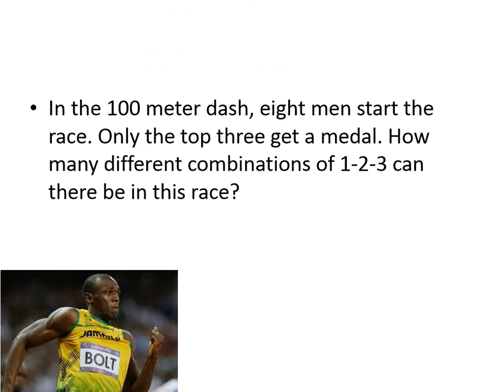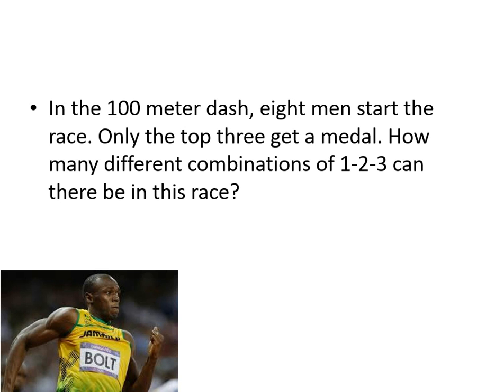So in the 100-meter dash, 8 men start the race. Okay, and usually 8 men finish. Sometimes, I guess, if somebody says, no, I refuse, but okay, only 3 get a medal. Top 3, obviously, gold, silver, and bronze. How many different combinations of 1, 2, 3 can there be in the race?